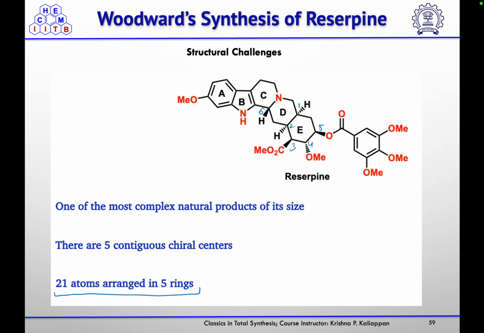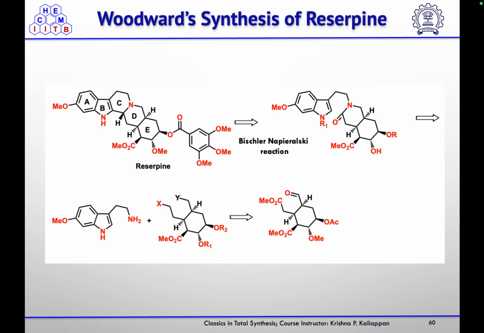These five chiral centers are part of one ring, and there are 21 atoms arranged in five rings. So one can think about the retrosynthesis in such a way that this reserpine could be obtained from this AB and this DE ring by doing a Bischler-Napieralski reaction, and then this coupled partner could be obtained from the corresponding tryptamine and the aldehyde by forming imine, and then reduction of that imine followed by reaction with ester to get the corresponding coupled product.